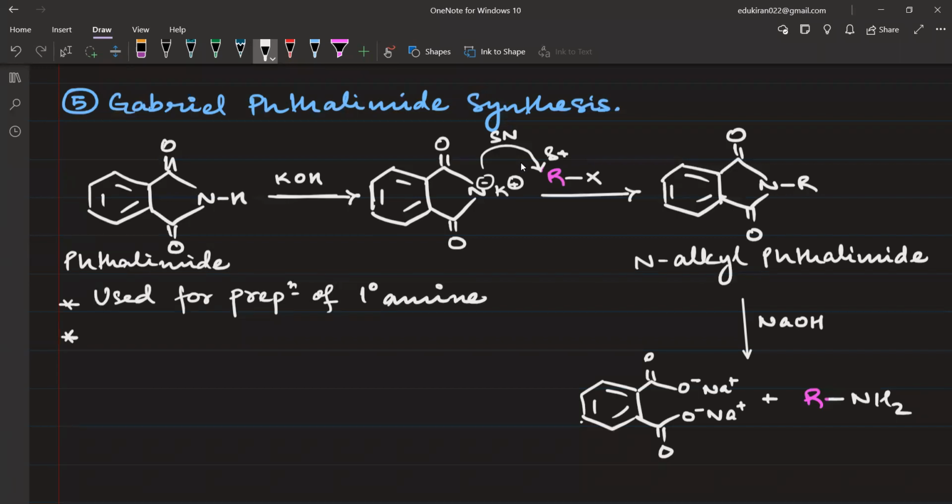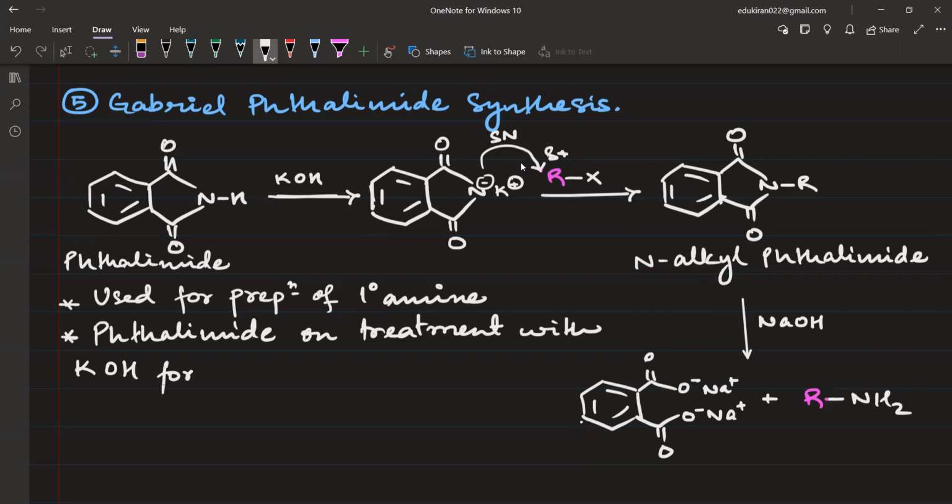Next point, phthalimide on treatment with KOH forms potassium salt of phthalimide.